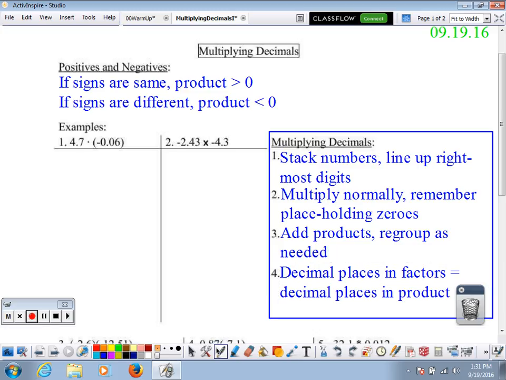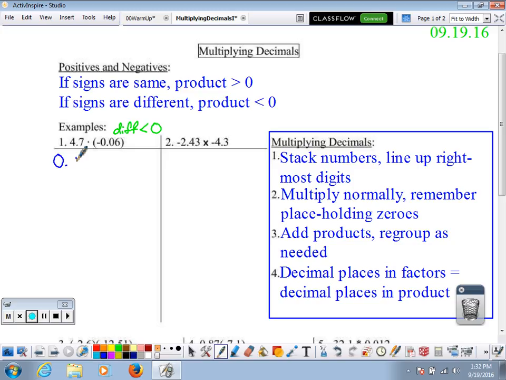Now, let's take a look at some examples, and let's talk about these steps as we go through them. So first off, I want to multiply these two numbers together. Before I look at the numbers themselves, I want to look at the signs. And I notice that one's positive, one's negative. They have different signs. And if the signs are different, Bella told us our product is going to be negative. So after we go through and get the numerical part of our answer, we'll know that our answer has to be negative. Okay, now, let's set this up.